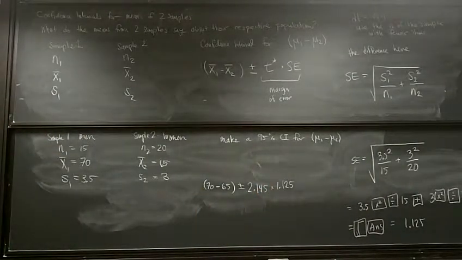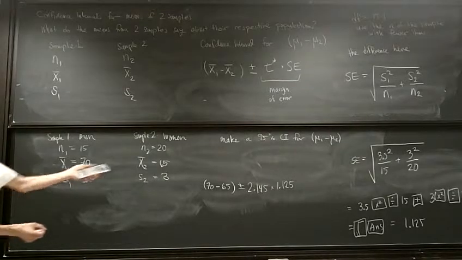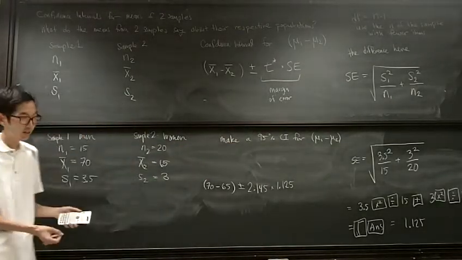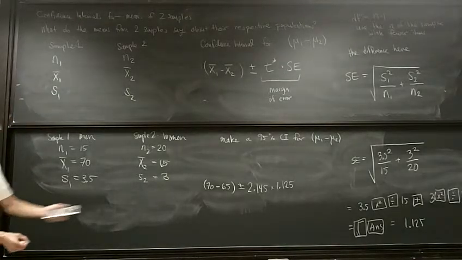I'm just confused about, I see 2.145 and I see that the DF is 14, but how did you know to go to 2.1? Because I'm doing a 95% confidence interval. So at the top it says 95% confidence.